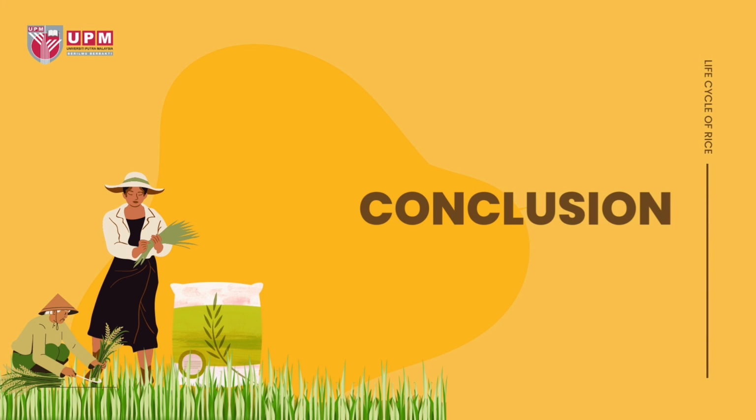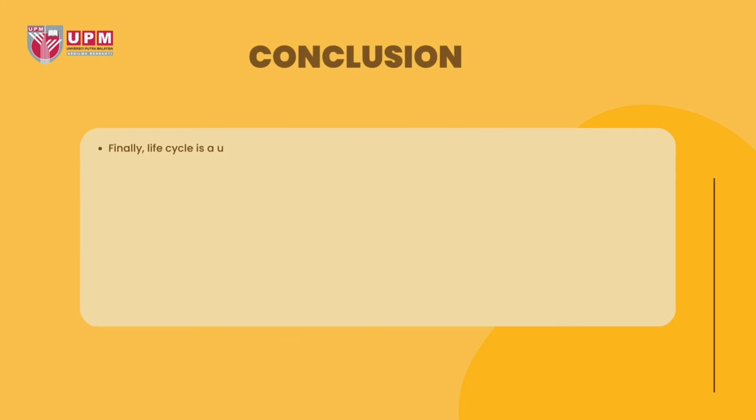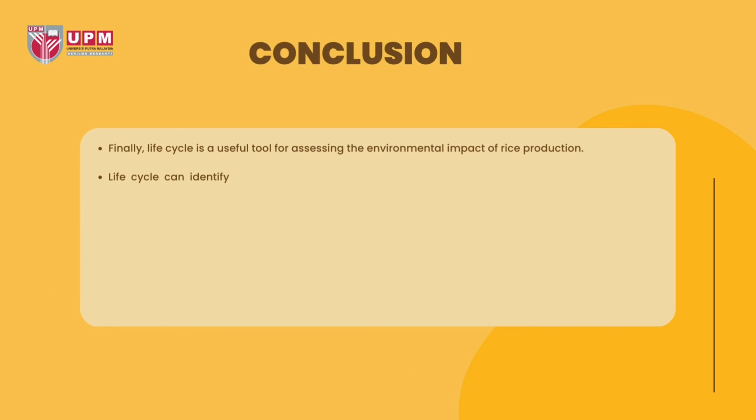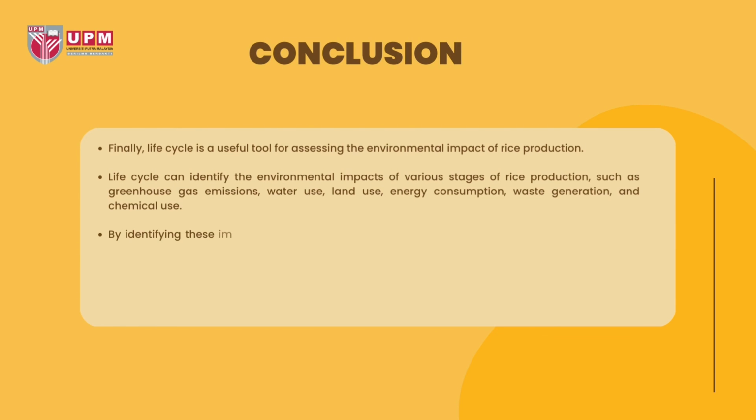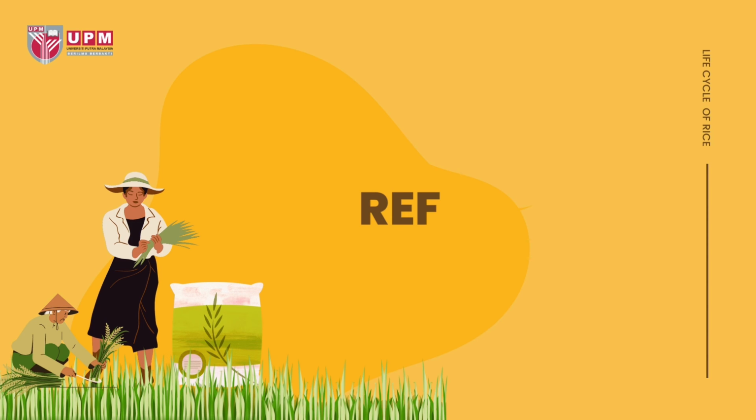Conclusion. Life cycle assessment is a useful tool for assessing the rice production impact. Life cycle assessment can identify the various stages of rice production. By identifying the impacts, mitigation strategies can be implemented to reduce the environmental impact. References.